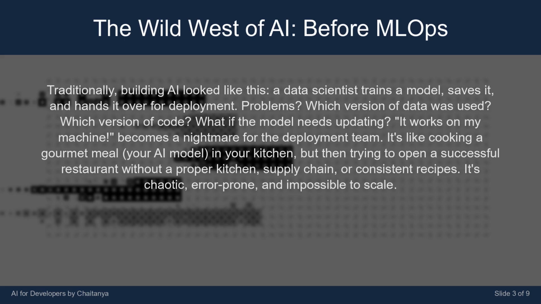It's like cooking a gourmet meal, your AI model, in your kitchen, but then trying to open a successful restaurant without a proper kitchen, supply chain, or consistent recipes. It's chaotic, error-prone, and impossible to scale.